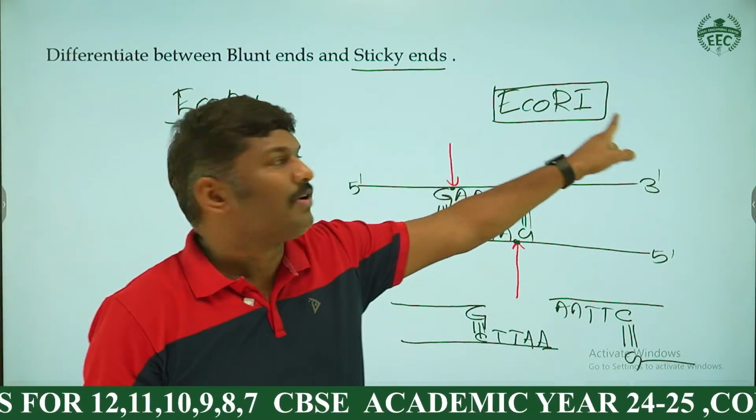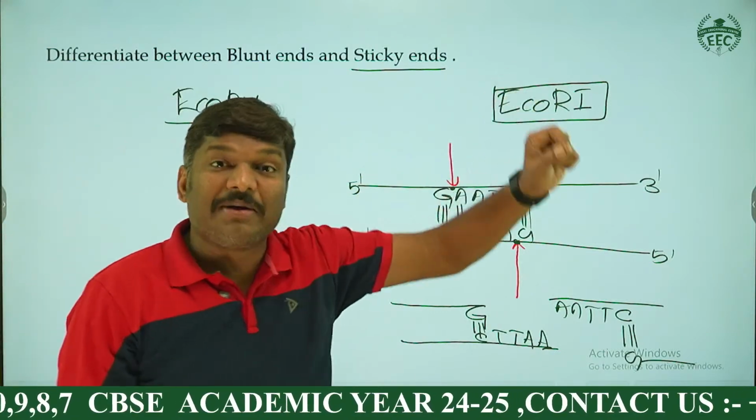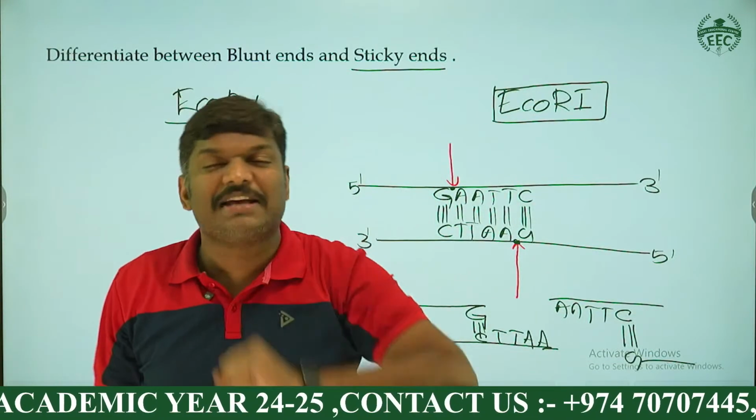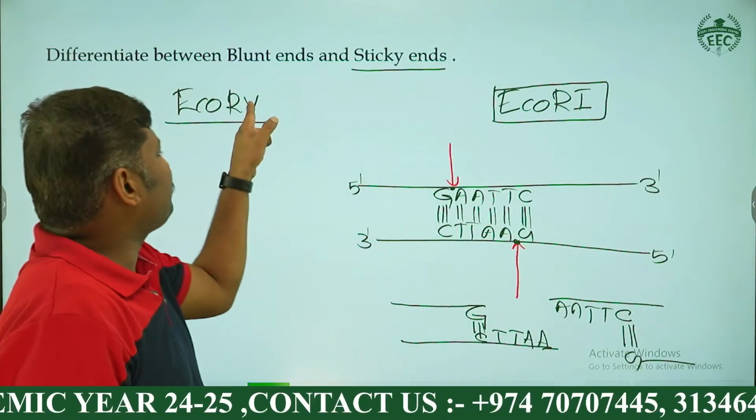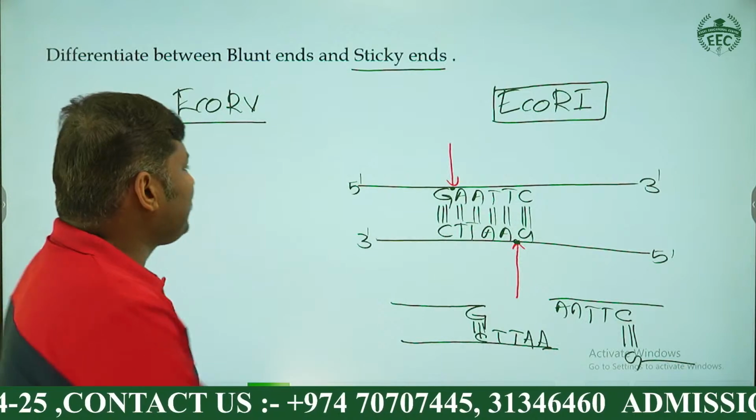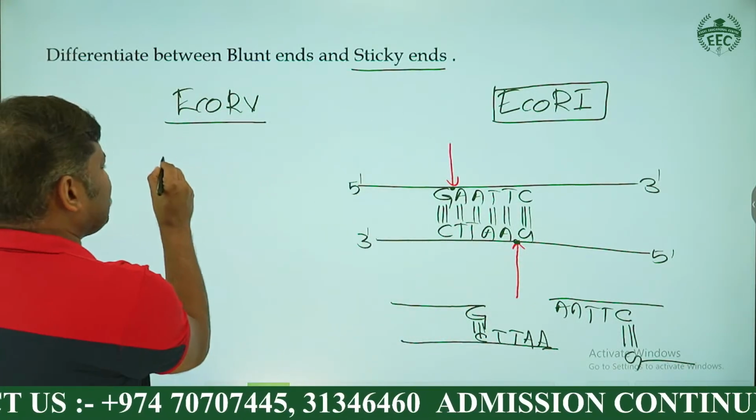So this is EcoRI, what does it mean? R means RY13. Here also RY13. Then why is it 1? 1 means the first enzyme isolated. And 5 means the fifth enzyme isolated from RY13 from Escherichia coli. No need to study in detail like this, so I'm just giving the idea.